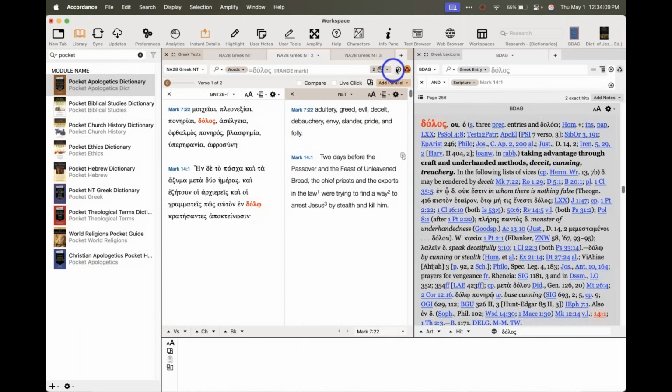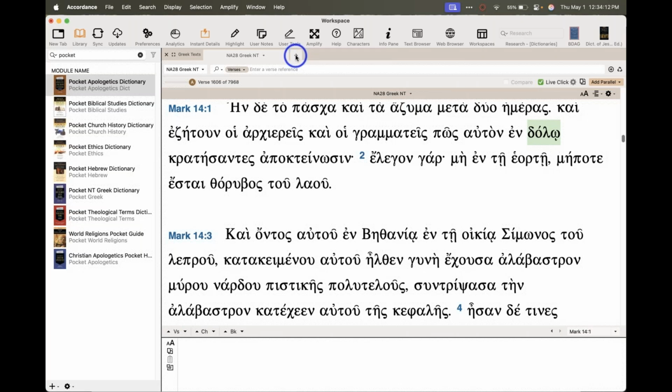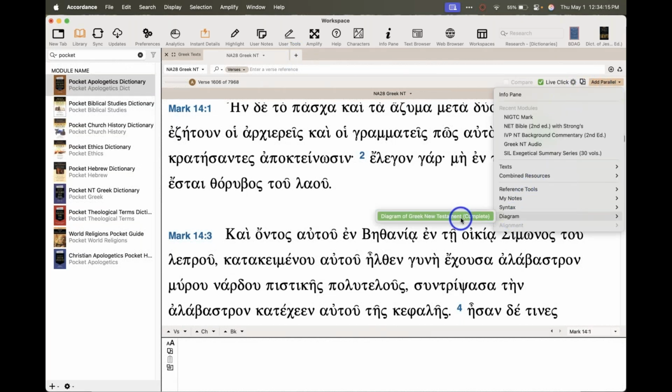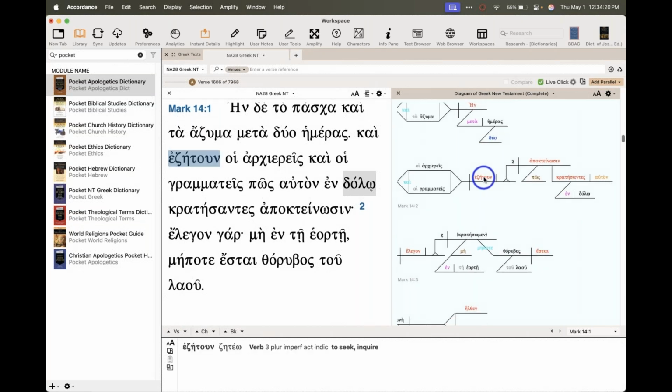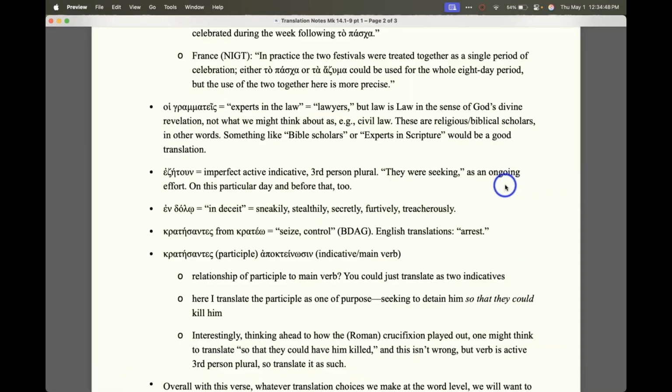And then we move on to the verb. And let me get the diagrams open again. Parallel diagram. All right, so we've got, they were seeking how they, so we've got apoktenosine. So we get another subjunctive verb here, which is modified, grammatically speaking, by the participle. So the participle is grammatically subordinate to a main verb, an indicative verb or a subjunctive verb. You see how it comes off the line there.